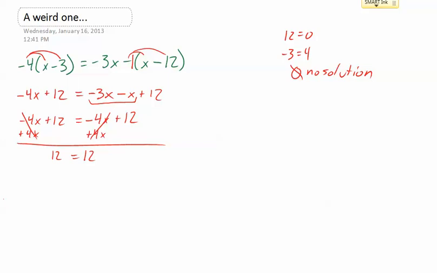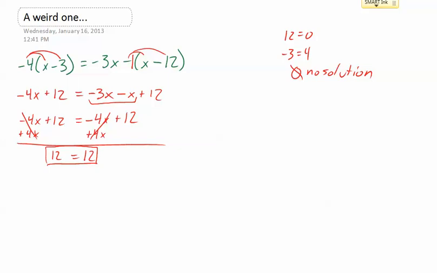Now, thinking like a mathematician, how is this the same as what we had before? Well, in this other situation last class, the x's canceled out, right? And we ended up with just numbers. That's how it's the same. How is this different, though? Well, it's different because in this situation, you get two numbers that are equal to each other.